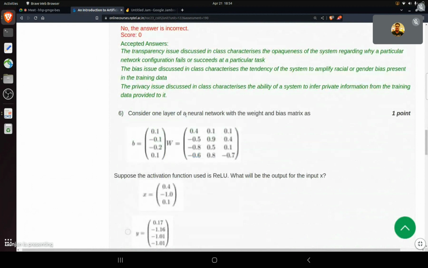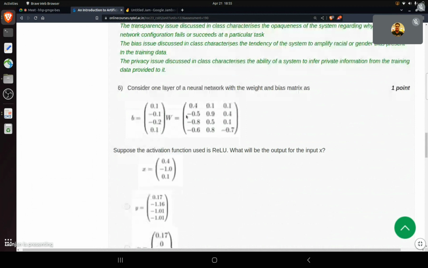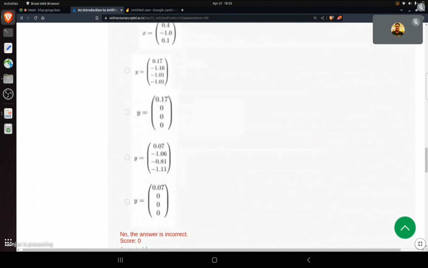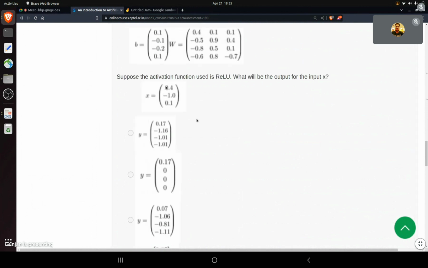Consider one layer of a neural network, the weight and bias matrix as this, and x is this. So what is the value of y? Remove the negative ones first, so only the first row needs to be computed, and that's it. The first row will be 4 times 0.4 plus 0.1, that is 1.7. This is simple. It is ReLU of WX plus B.